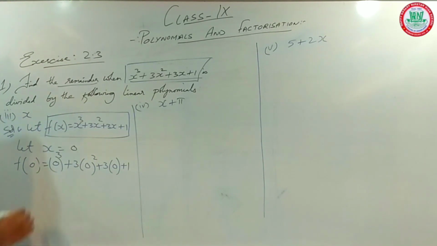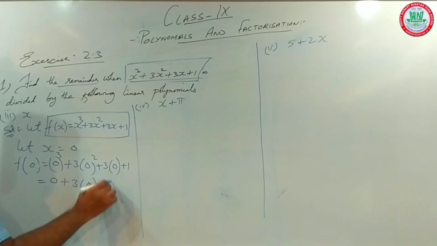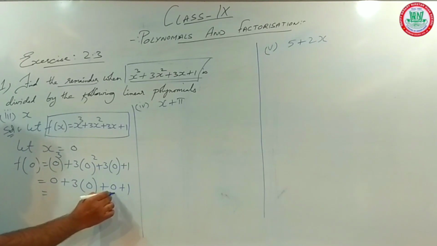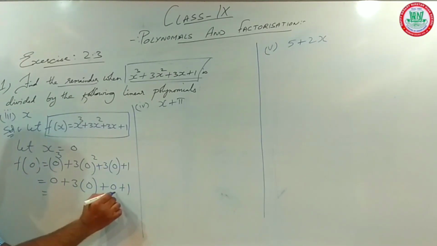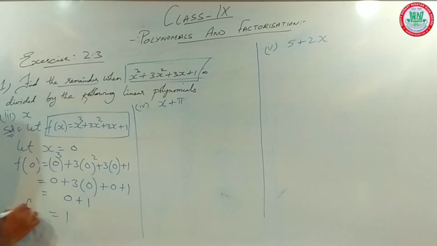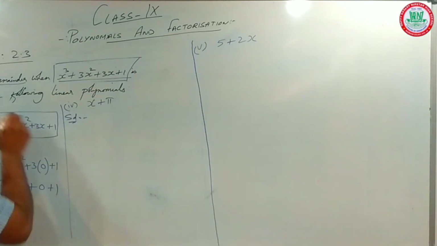Okay, now 0 cube means 0, plus 3 into 0 square is 0, plus 3 into 0 is 0, plus 1, which is equal to this. So all the numbers become 0 only, 0 plus 1, which is equal to 1. So therefore we got f of 0 is equal to 1. Next, x plus pi is given. Solve. Same method we need to follow.